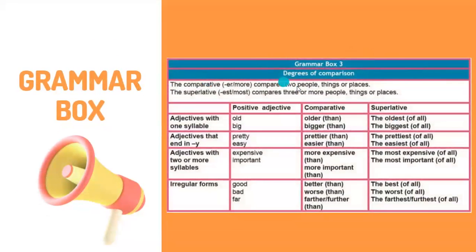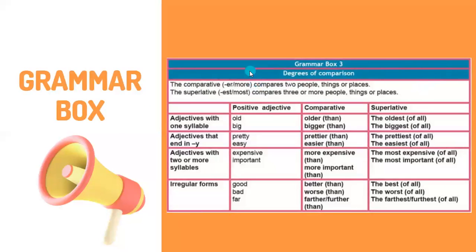Here we have our grammar box. You can see that the comparative form of an adjective is either adding the ending er or adding the word more before each other positive adjective. And this compares two people, things, or places. The superlative form, you add the ending est or the word most before the positive adjective. This compares three or more people, things, or places.